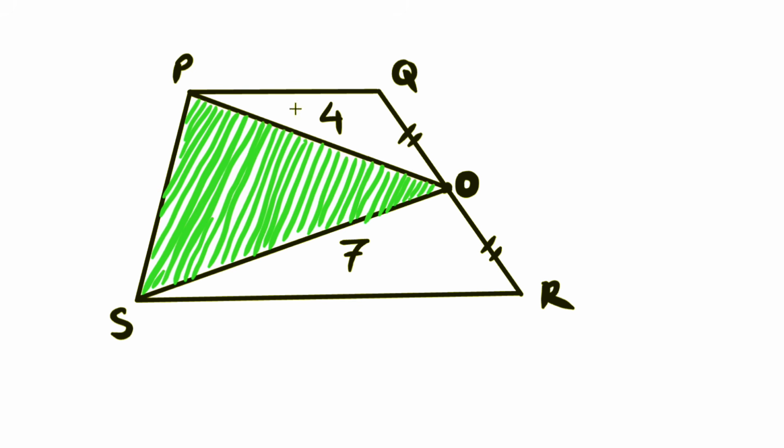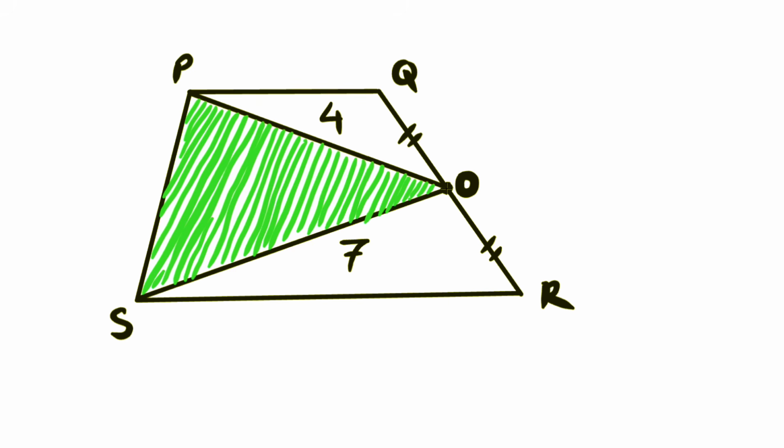Now, at first, you might think we need the lengths of the sides, the height of the trapezoid, or perhaps some angle measurements. But we actually don't need any of those. The key information is that O is the midpoint of QR. So let's use that midpoint to create an auxiliary figure that will reveal the hidden relationship between the three triangles.